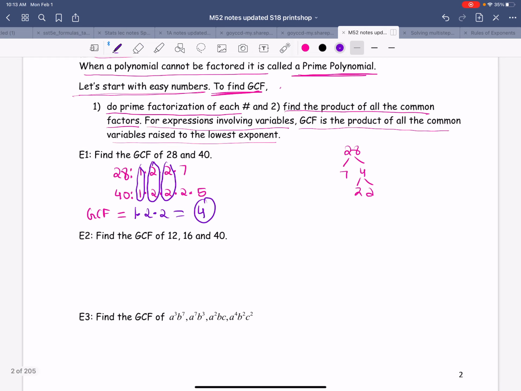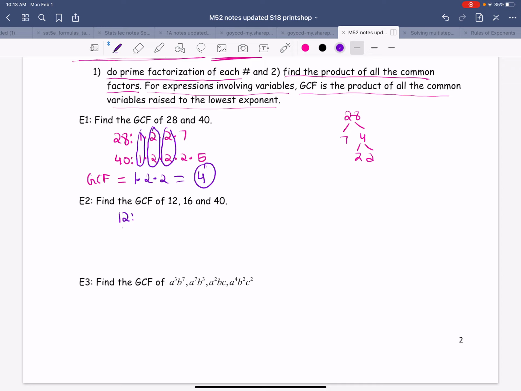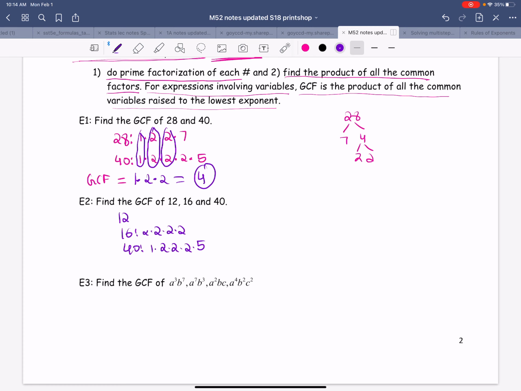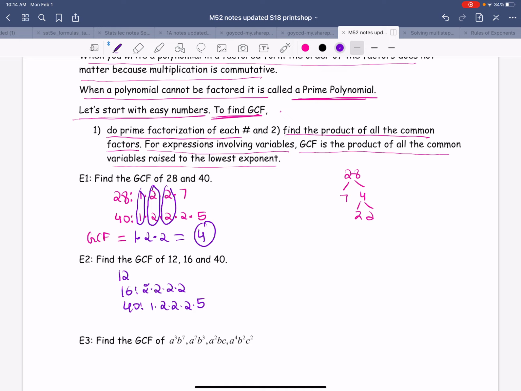Okay. Next example, 12, 16, and 40. For 12, 16, and 40, let's go ahead and do the prime factorization. I just did it for 40, so I'm going to copy from the previous example. For 16, it's 2 times 2 times 2 times 2. For 12, I'm not writing 1. You can add 1 or you can skip 1, but let me go ahead and add 1s as well. So 12 is 1 times 2 times 2 times 3. 16 is 1 times 2 times 2 times 2. 40 is 1 times 2 times 2 times 2 times 5.